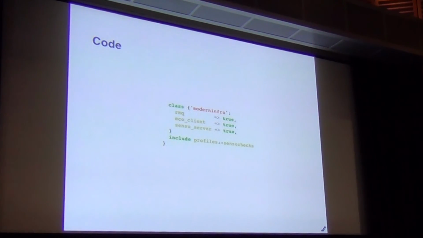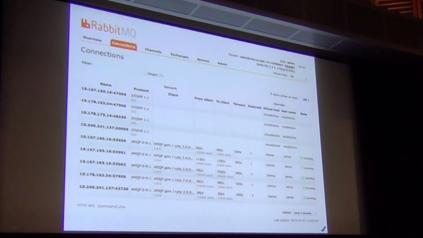This is just pretty much how you actually end up building that out with this. We're running RabbitMQ, the mcollective client, and the Sensu server on this box. And this is what it ends up looking like when it actually is working. This is just RabbitMQ's status page. It brings up a web tool. It's one of the plugins that's installed as part of this tool.